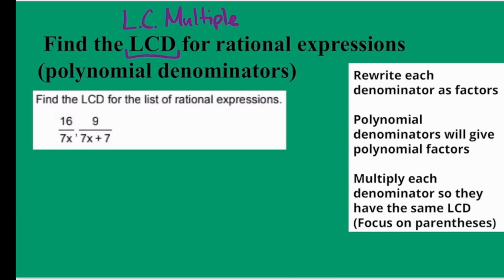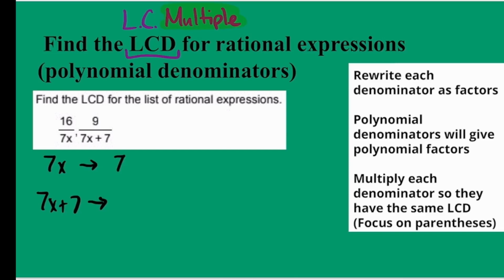So the LCD stands for least common multiple. This is the important part. We are going to be multiplying to manipulate these denominators so they're the same. So what we're going to do is write both of these denominators, and then expand these so we can see all of its parts. So we want to write this as factors.